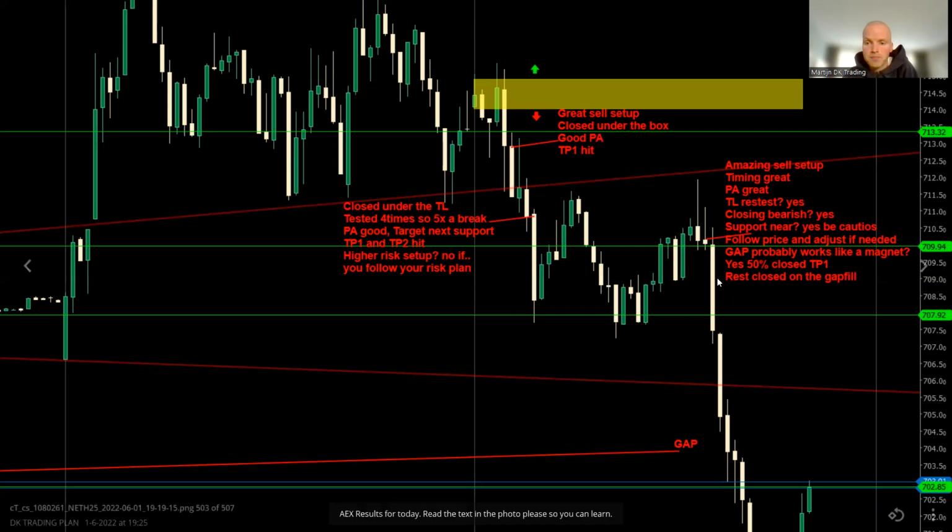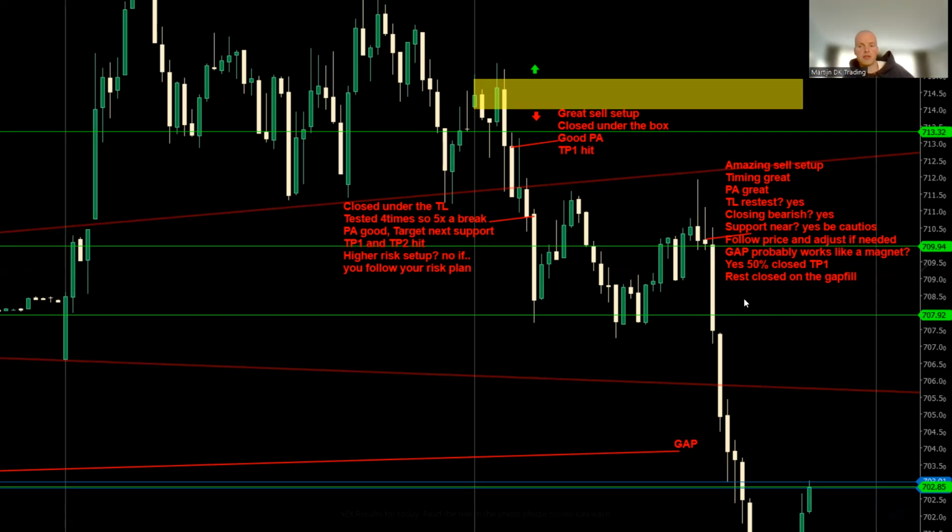Amazing sell setup in the afternoon. Again, I was waiting for that gap to be filled, acting like a magnet, and we got a good base towards it. Retest of that trend line. Yes, closing bearish. Yes. What do we see here? Wicks towards the upside. So buyers are trying but not succeeding. Follow price and adjust if needed. So the gap will probably work like a magnet.